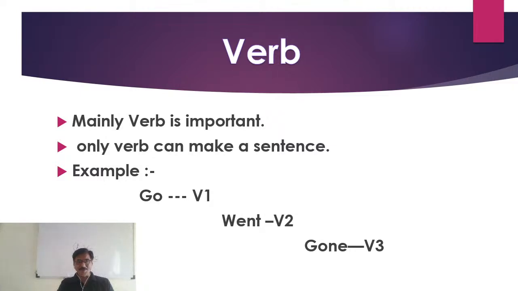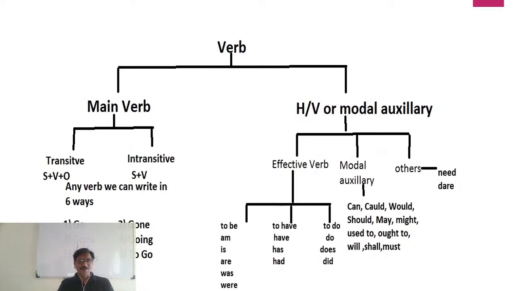Mainly there are two types of verbs you find. I have given the chart also, you can look at that. The main verb is there, and the HV, it is called HV. HV means helping verb, or it is also known as a modal auxiliary. How many main verbs are there? There are plenty of main verbs, infinitive main verbs. You can find so many main verbs that we are going to discuss afterwards.